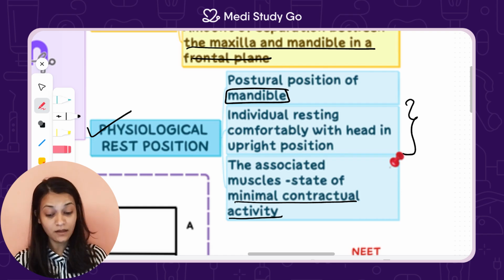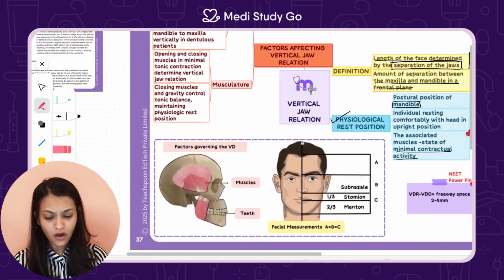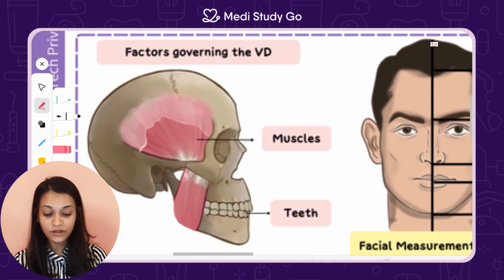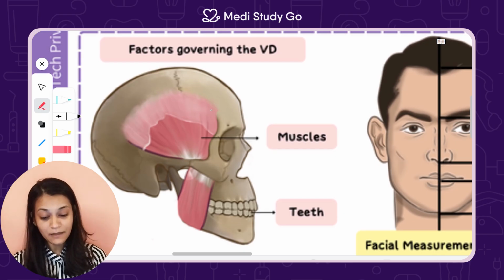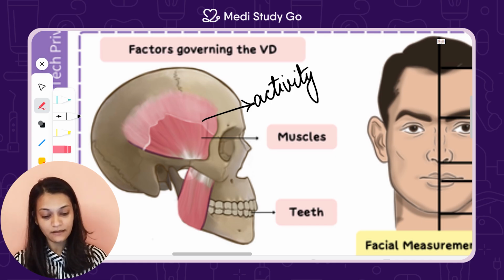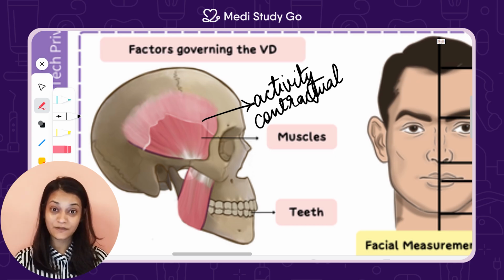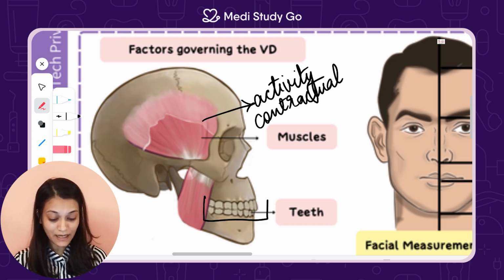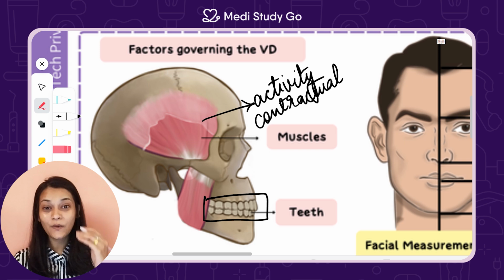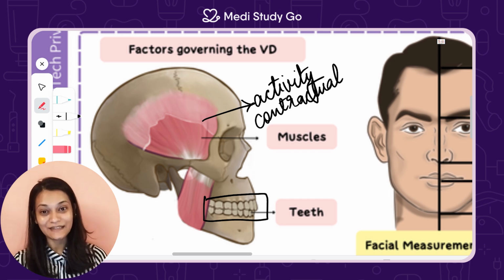which maintains the position. So if I have to talk about the factors that govern your vertical dimension, it'll be muscles, because it is the activity of muscle and the contractual position that determines the physiologic rest position. At the same time, teeth, because they are going to determine the height.